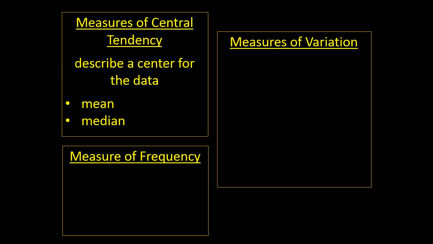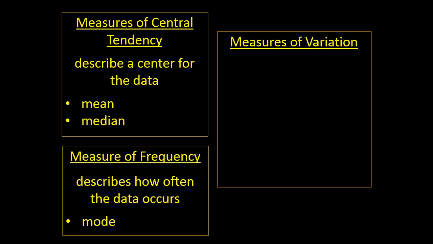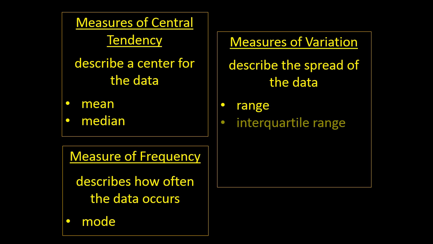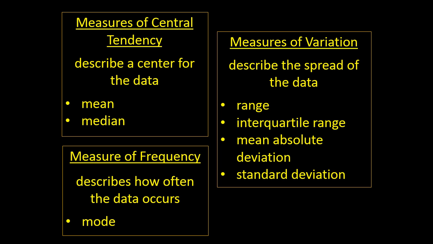We're going to look at mean and we're going to look at median as measures of central tendency. Measures of frequency describe how often data occurs, and we'll be looking at mode for that measure. And measures of variation describe how spread out the data is. We'll be looking at range, interquartile range, mean absolute deviation, and standard deviation.